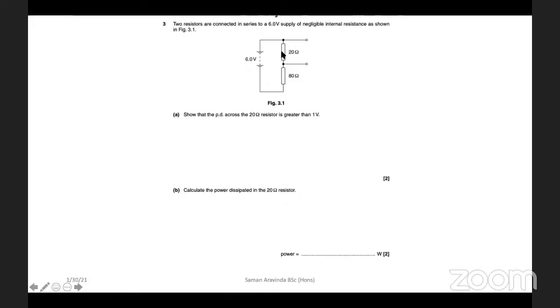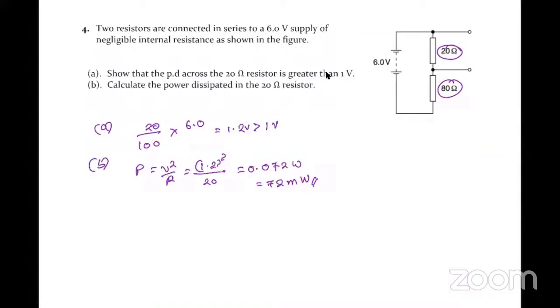Power dissipated in 20 ohms. Which equation is easier? Do we need to find the current, P equals I squared R? No. So we don't need to find the current. We already know the potential difference across it, so we can use P equals V squared over R to find it. V is the previous 1.2. In the previous one, make sure that you write this is more than 1 volt, because that's what they want us to show.